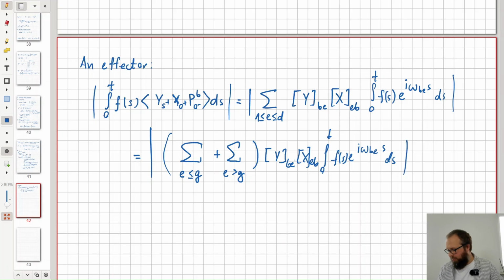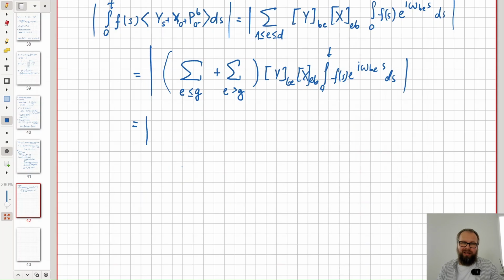Okay, so we have here the absolute value. We have a sum over indices below the gap, so B prime, because B is reserved for the initial condition. And let's leave this one as B prime.